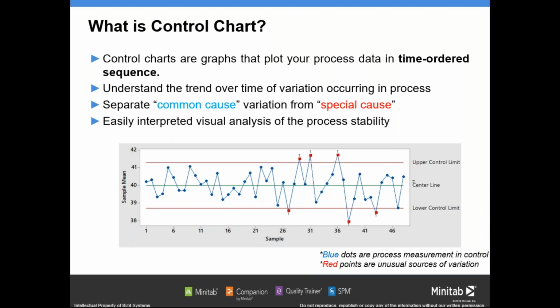Okay. Besides that, we can separate the common causes of variation from the special causes of variation through the control chart. In Minitab, a blue dot means that the measurement is in control or in a consistent state, but a red point refers to unusual sources of variation. It means you have a special cause of variation. Control charts are an easy-to-interpret visual analysis of process stability.